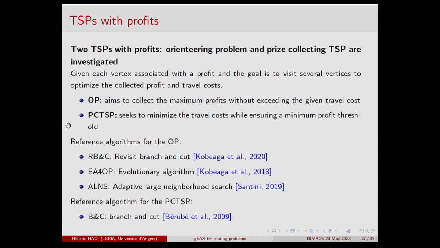For the TSP with profits, two problems are solved: the orienteering problem and the prize collecting TSP. For the OP, it is the same as the team orienteering problem, but there is only one vehicle used. For the PC TSP, it aims to minimize the traveling costs while a minimum profit threshold should be ensured.